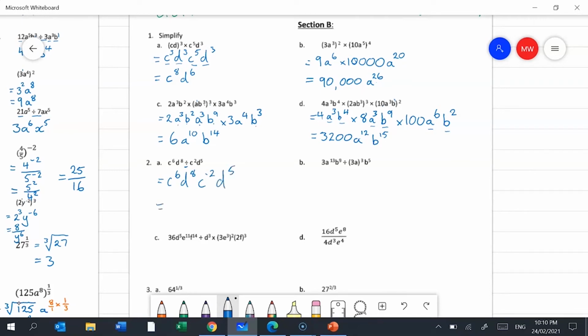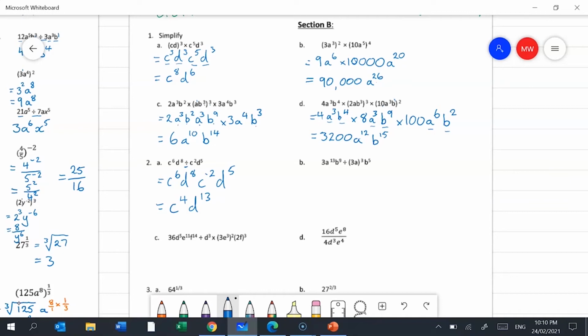And now I can just run across the row and just add the indices together. So it becomes c to the 6 plus minus 2, or in other words, 6 minus 2, which is 4. D to the 8 plus 5, which is 13.